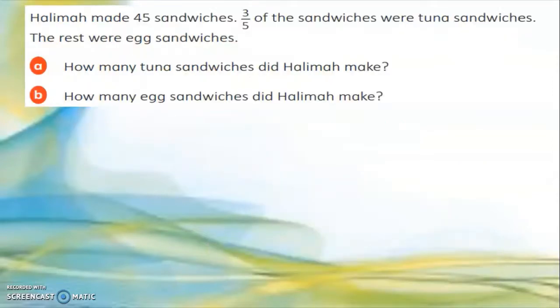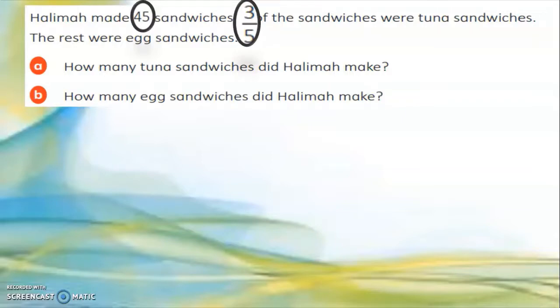Another example. Halima made 45 sandwiches. 3/5 of the sandwiches were tuna sandwiches. The rest were egg sandwiches. We have 2 questions here. How many tuna sandwiches did Halima make? And the second question, how many egg sandwiches did Halima make? So we have here the 45 sandwiches, 3/5 of tuna, and the rest were egg sandwiches.